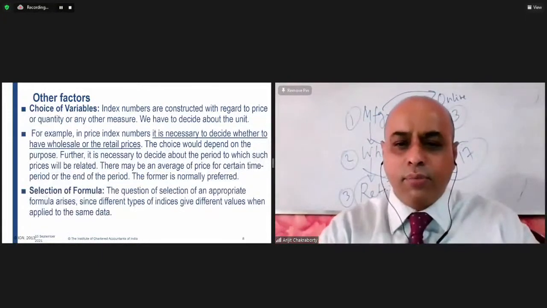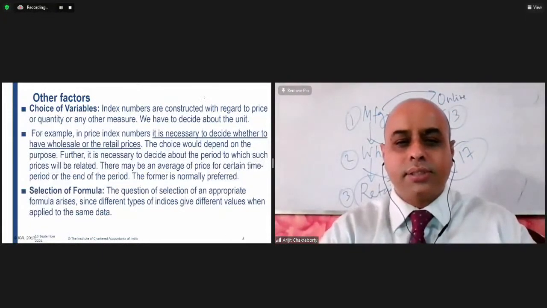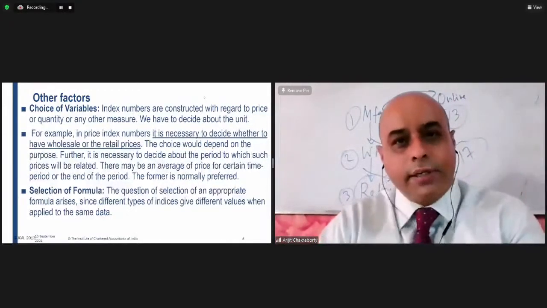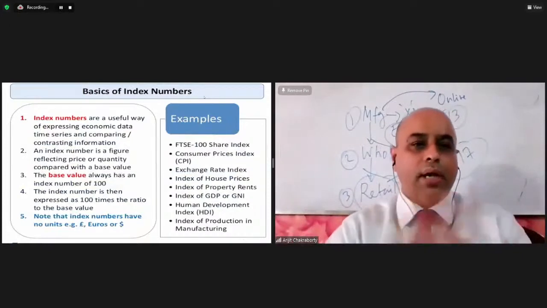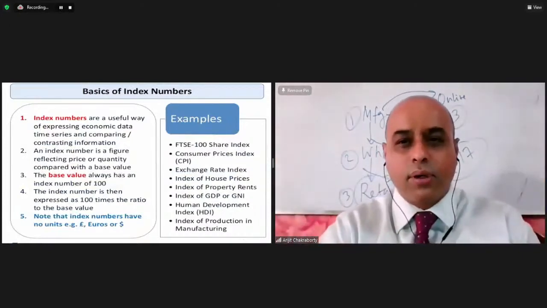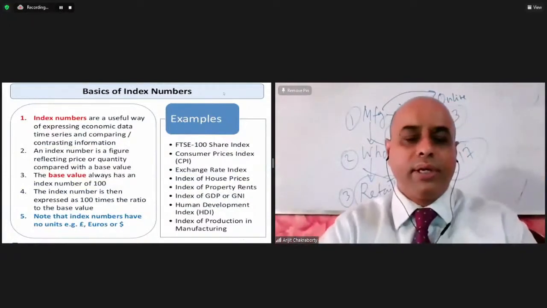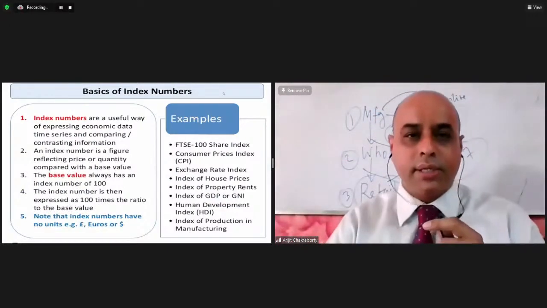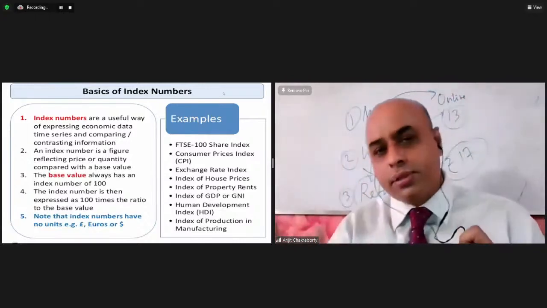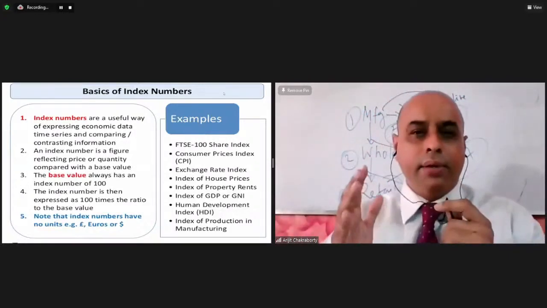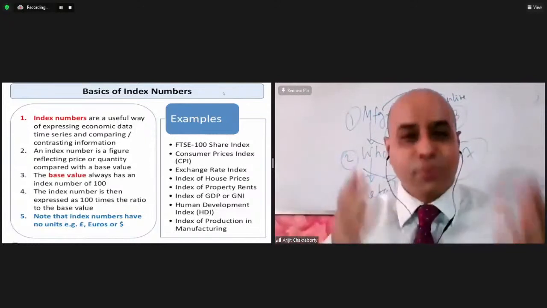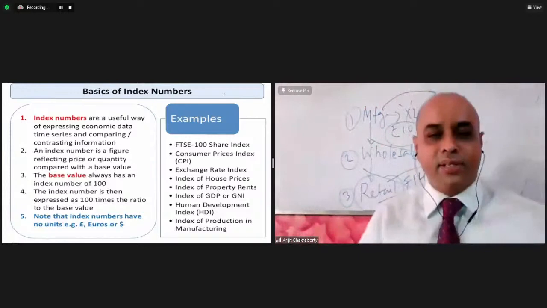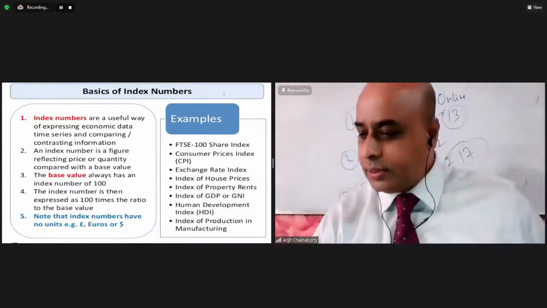Now is the selection of the formula. Yes, the question of selection of an appropriate formula comes because we have different categories, and therefore we will now look at a quick recap of what we have studied so far before moving into the next part, which is understanding of the Laspeyres index, Paasche's index, Edgeworth-Marshall's index, and the ideal index, which is Fisher's index. So index numbers, please check once again this slide.